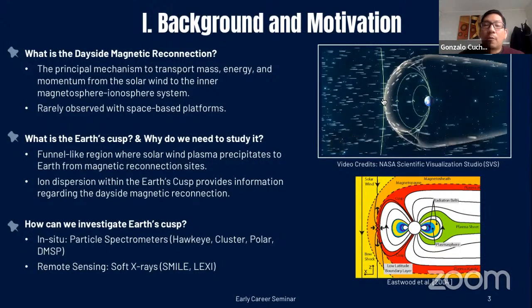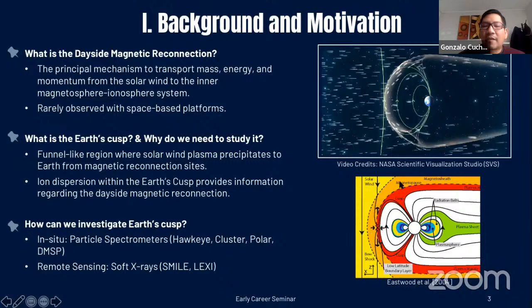For this, we can do it by using in situ observations that in fact we have. MMS mission, which is a NASA mission, observe these events, unfortunately not that often to analyze the dynamics of the magnetic reconnection. So now, what is the Earth cusp? The Earth cusp, in fact, we have two of them, one in the northern and the other in the southern hemisphere. The cusp is this region, is a funnel-like region where the solar wind plasma precipitates to Earth from the magnetic reconnection sites.